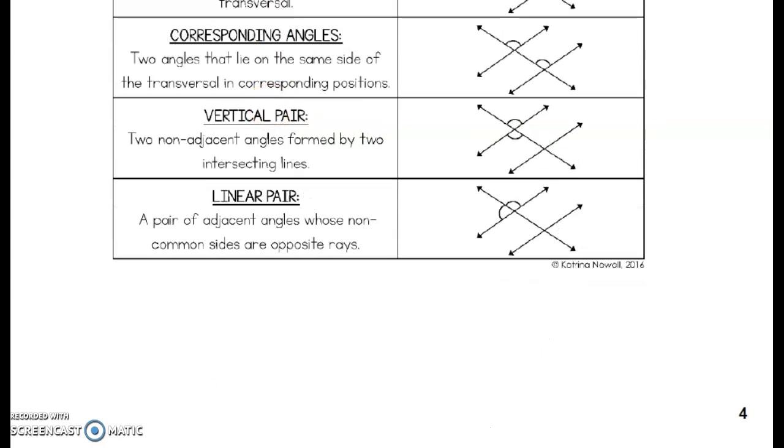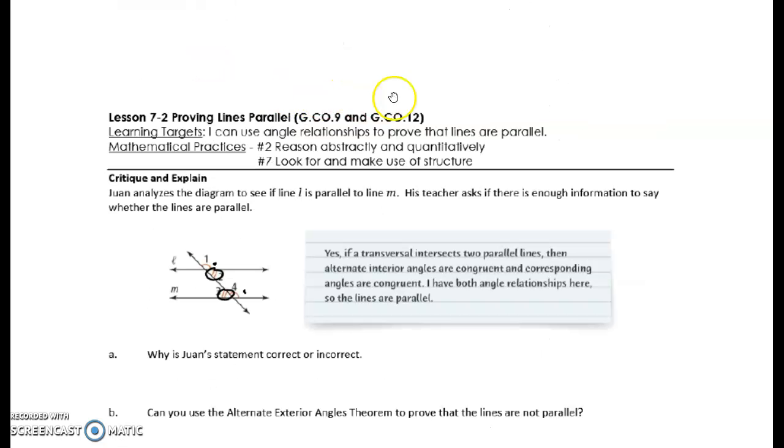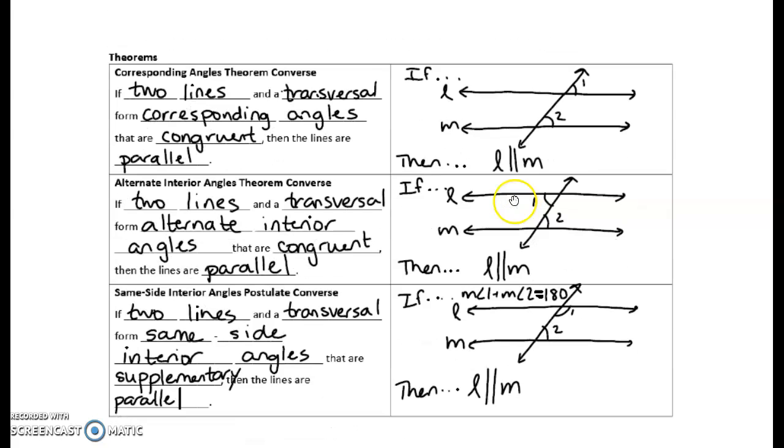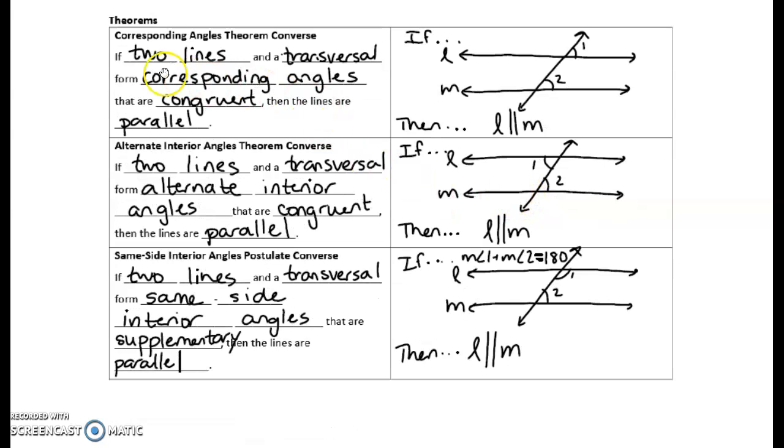Then, oh, yeah, here we go. We move on to section 2. We just kind of kept going. We did the opposite of what we did the first day. So the first day we were proving that angles were congruent or supplementary. Now we're proving, using given information, that lines are parallel. So we just did the opposite. So we learned some more theorems. I'm just going to skip down to this part.